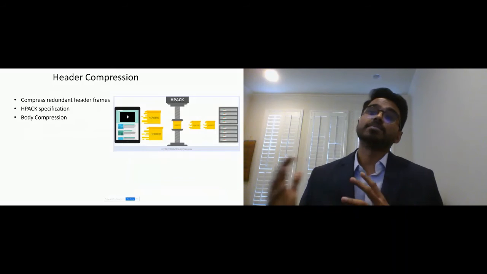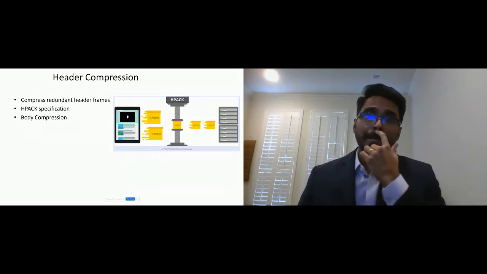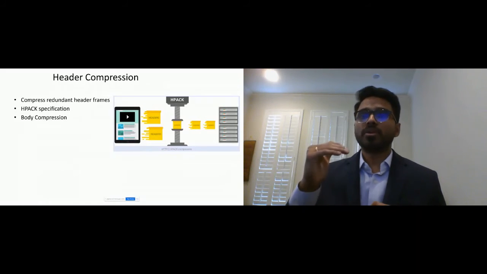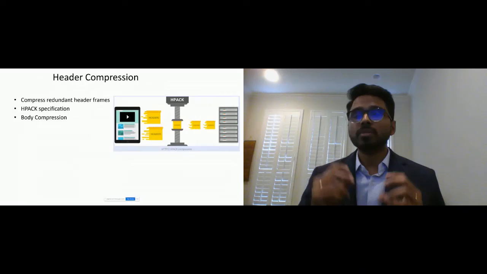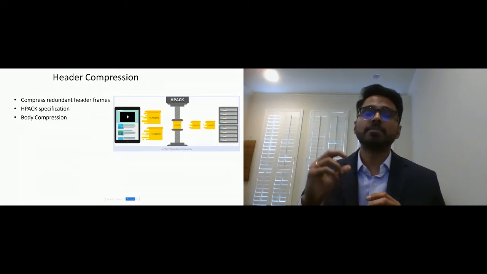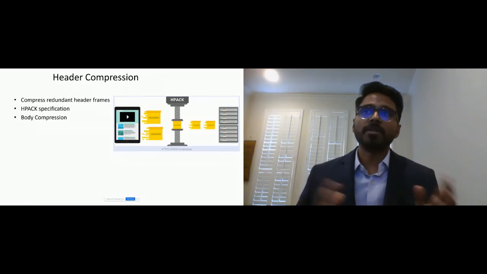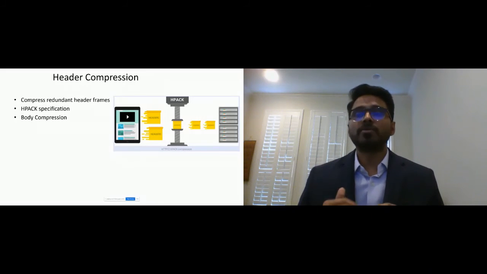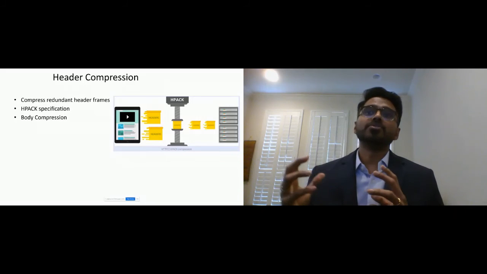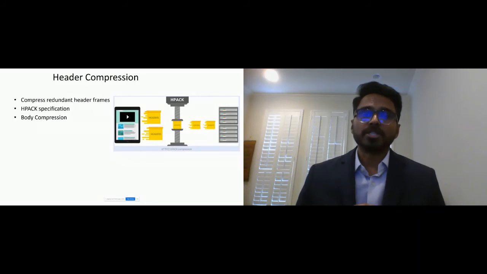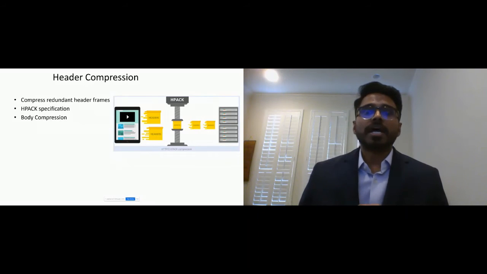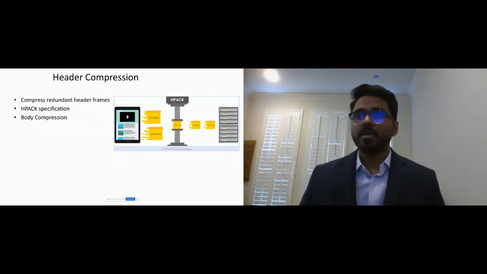This way, less data is being transferred both ways. And the compression is mainly on the redundant header frames. When multiple requests are made, there will be some data that is redundantly being sent. So both the server and the client cache some of that redundant data, and it is used through the compression technology. The technology being used is the HPACK specification, sorry.